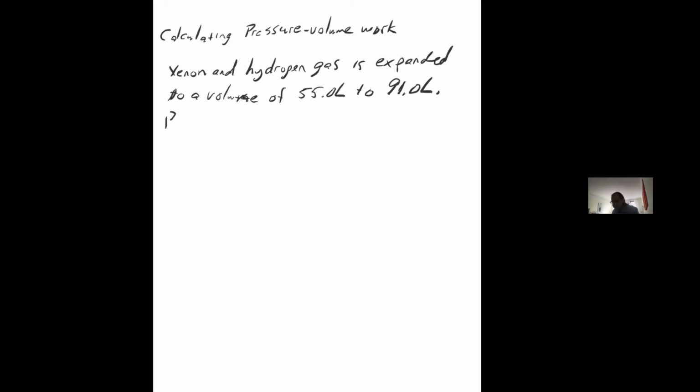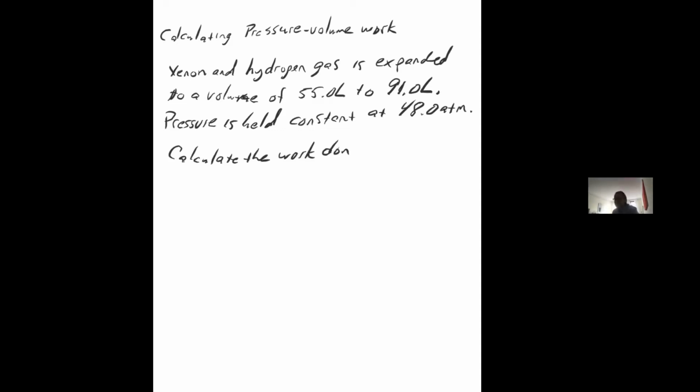The pressure is held constant. If the pressure changes, this is a completely different problem that we don't cover here. The pressure is constant at 48.0 atmospheres. And it says just calculate the work done on the gas mixture.